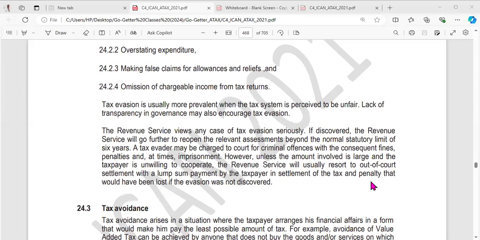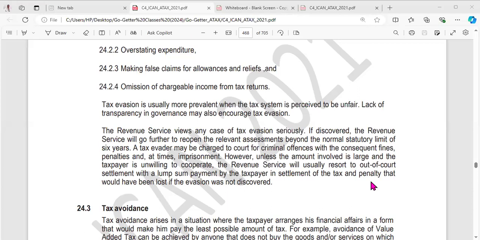Maybe you can pay them in 3 monthly installments, or 3 quarterly installments or so. So you know how you will do it. But when the taxpayer is unwilling to cooperate, then they will go to court.